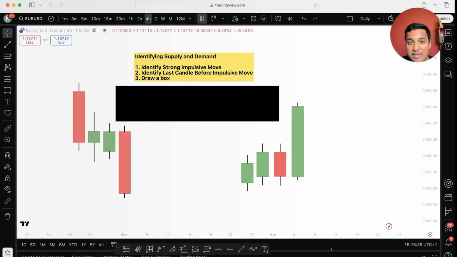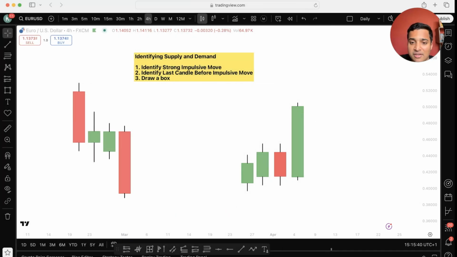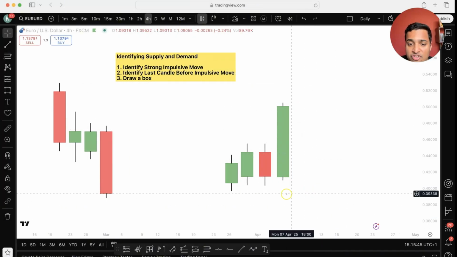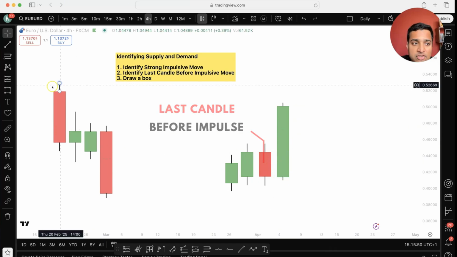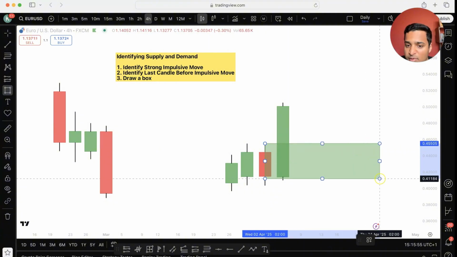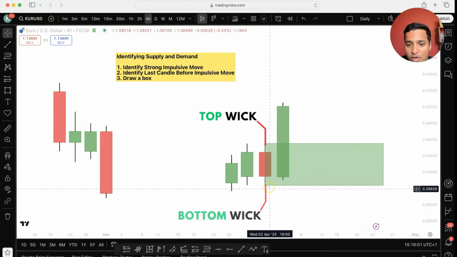Now the third step is to draw a box for the supply and demand zone. And in the case of this uptrend, we identified that it was this red candle that was the last candle before the impulsive move. And so we would mark this as the demand zone. Now this is where most people get confused. Personally, I draw it from the top wick to the bottom wick, and it doesn't really matter how big the candle is.